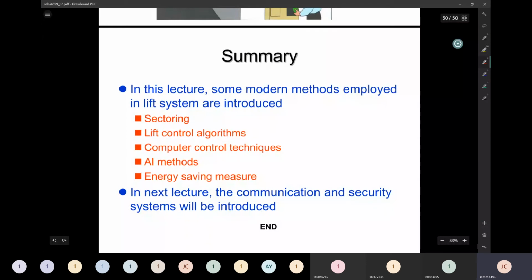So this comes to the end of the vertical transportation system, and I hope that through these two lessons, you can understand the modern design in our lift control system. Okay, and immediately we will give you a tutorial, and next week we will talk about the communication and security systems in a building.